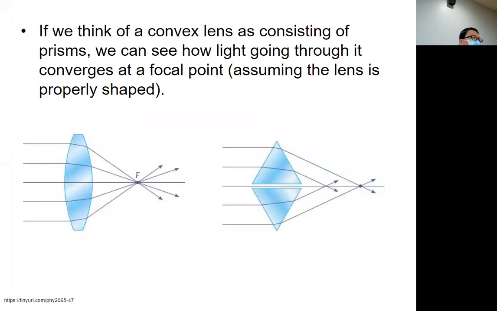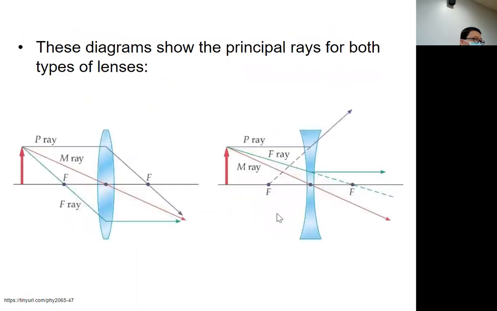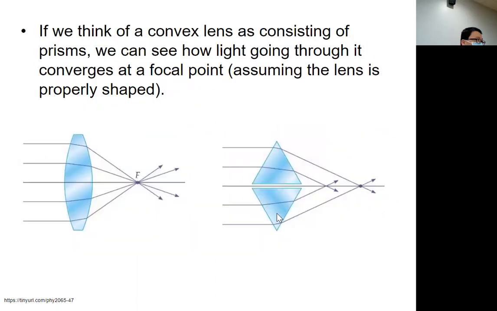So convex lenses will converge rays. If you have rays parallel to the axis hitting the lens, then they will get focused onto the focal point. Okay. And this is similar to if you have two prisms and you put them in this arrangement, the rays can be converged, okay, in that sense.